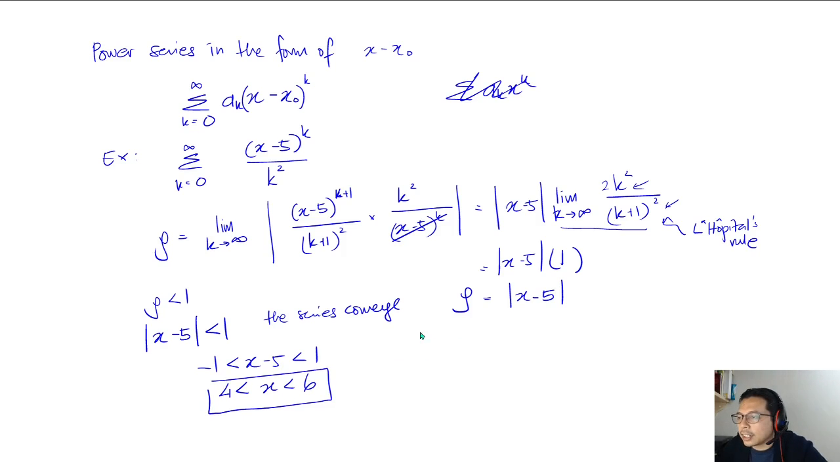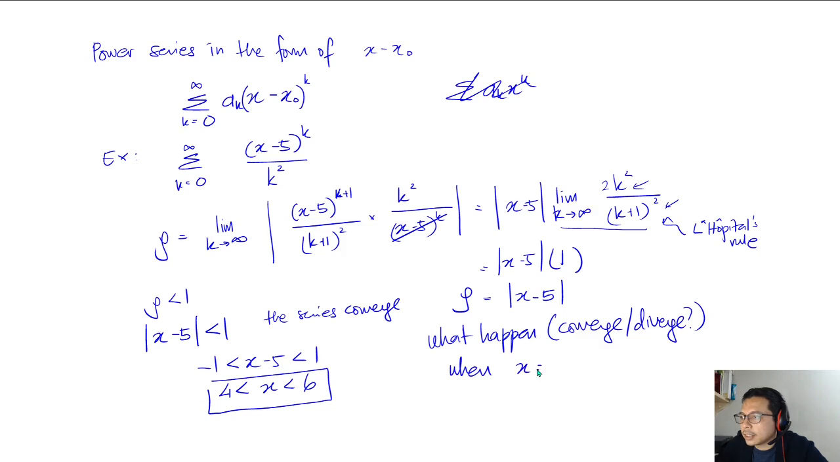As homework, maybe you can post the answer below. What happens, does it converge or diverge, when x is equal to 4 and when x is equal to 6? Post your answer below. I leave you with some homework here. I hope you can answer that.